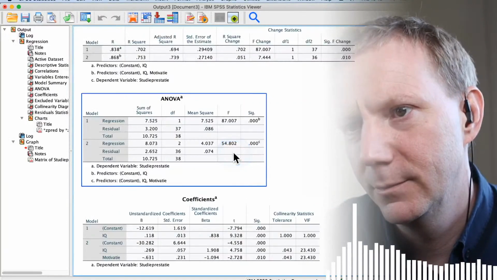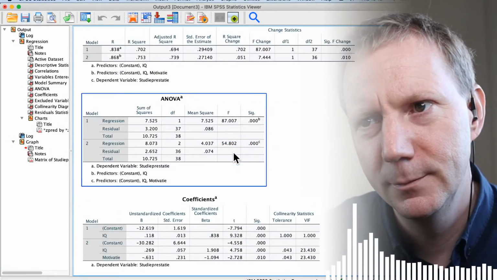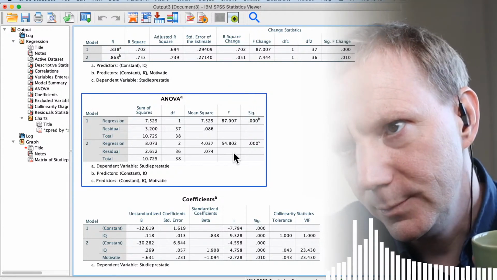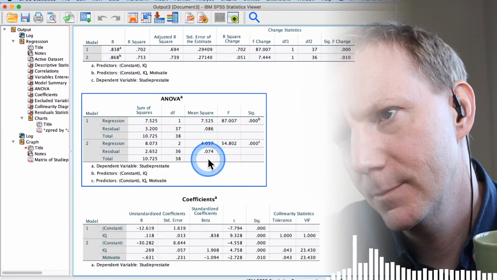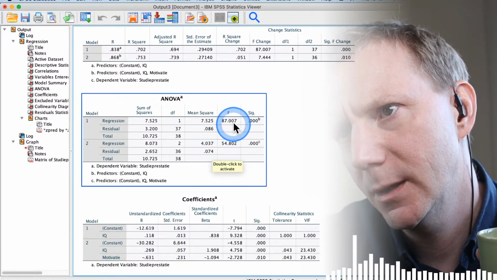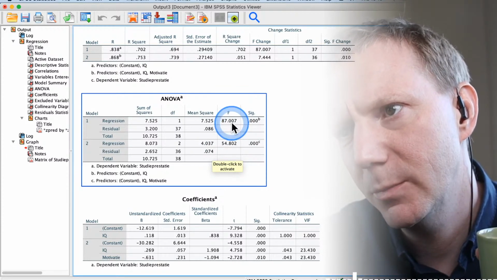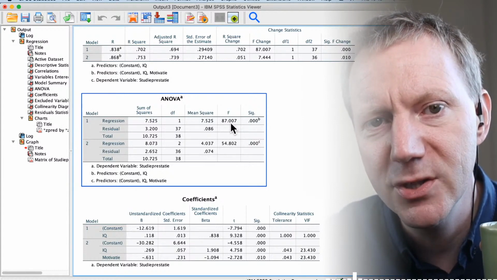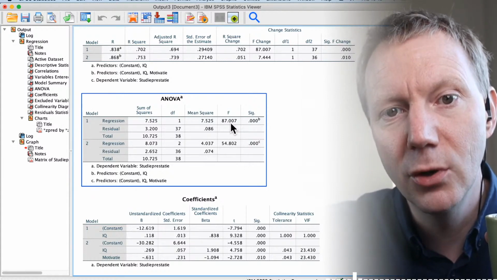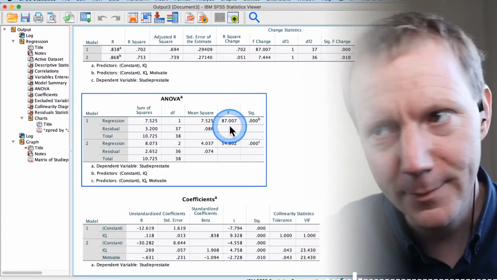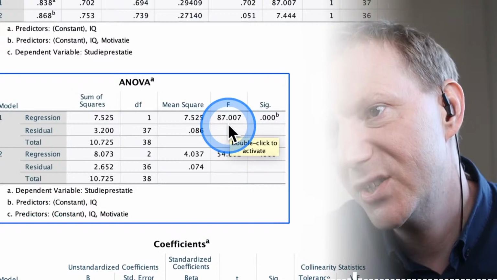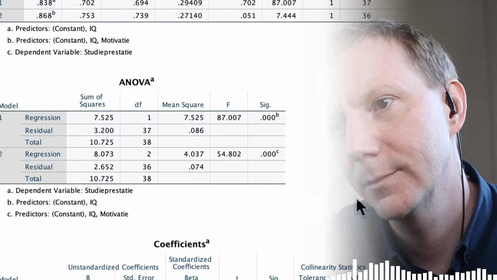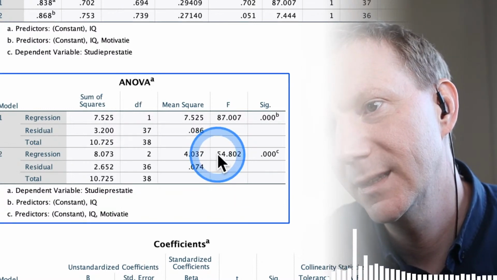Does that, yeah, go ahead. Does that mean, so for the first model it has a higher F, so would you then say there's more explained variance in the first model? No, it's not because it has a higher F. The F again is not the proportion of explained variance. The F is the signal to noise ratio. So what you would say here is that in the first model, there's a higher signal to noise ratio than in the second model. But the second model still explains more.